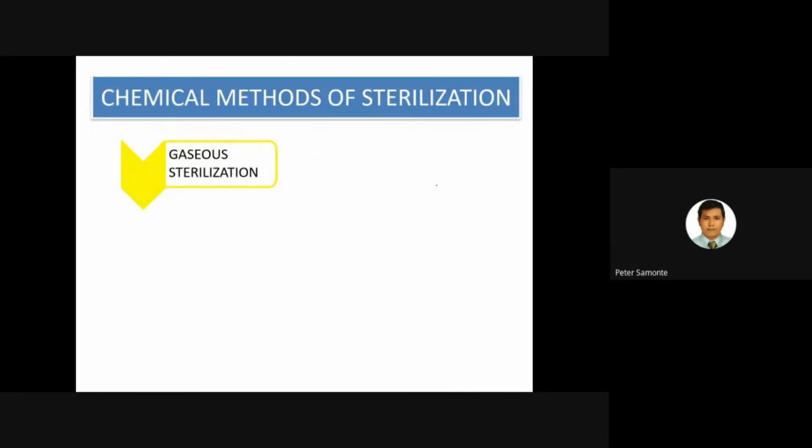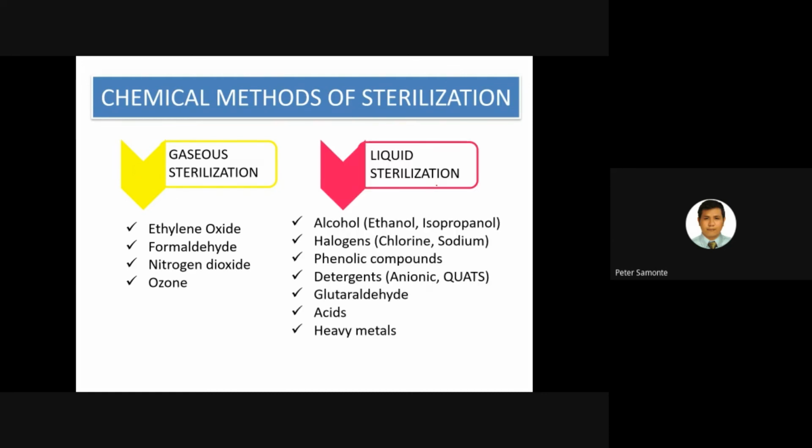Another type of sterilization is the chemical method. You have gaseous sterilization: ethylene oxide, formaldehyde, nitrogen dioxide, and ozone. There's also liquid sterilization using alcohols, ethanol and isopropanol, halogens such as chlorine and sodium, and phenolic compounds. Whenever you hear phenolic compounds, class, this would refer to Lysol.